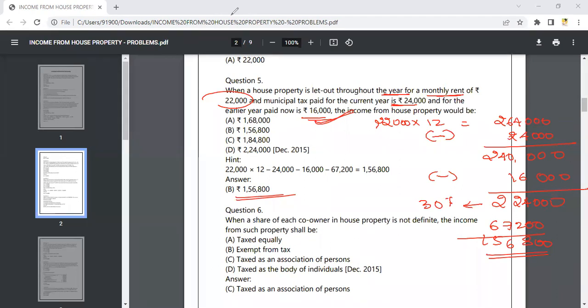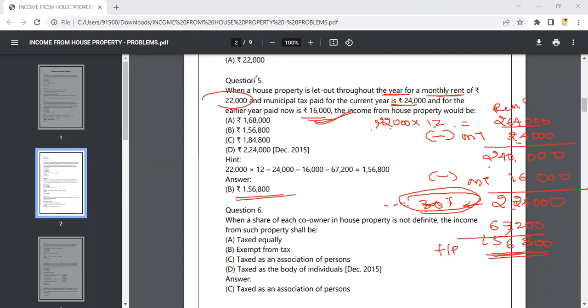See, again, I'm going to repeat this. So listen carefully. 22,000 into 12, 2,64,000. From this, I will minus my municipal tax. This is the actual rent minus municipal tax. I get some amount. Again, I'll minus my municipal tax. I get my final amount. And on that amount, I'll do 30%. Ma'am, why 30%? It's the standard rate that has been fixed. Okay, standard deduction. So 30% on 2,24,000, I get 67,200. So when I minus this, I'll get 1,56,800. And this is the income from HP.